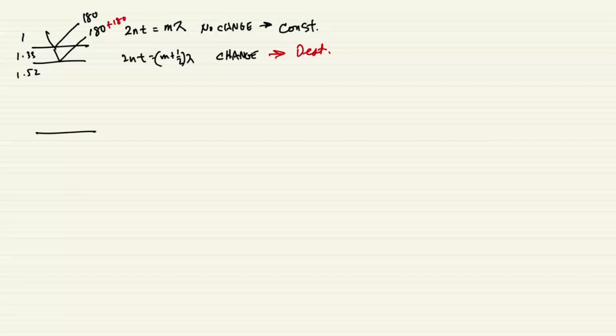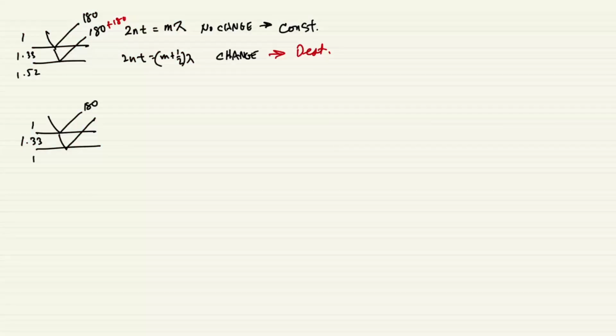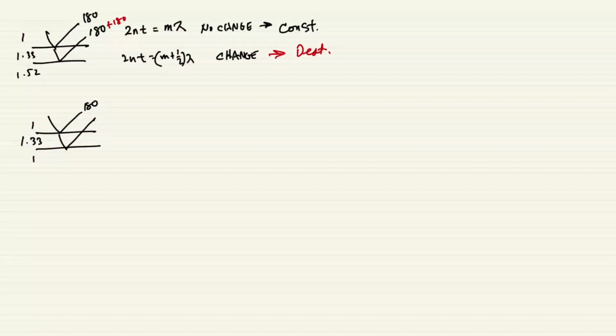Let's go back to the soap bubble. The one we just did. We'll replicate it, right? First bounce. This is air, water, air. First bounce. What's the phase change? What's the transition? High to low or low to high? Low to high. What does low to high do? 180. Second bounce. It's a higher to a lower. And what does higher to lower do? No change. 0, right? So, what does 2nt equals m lambda do?